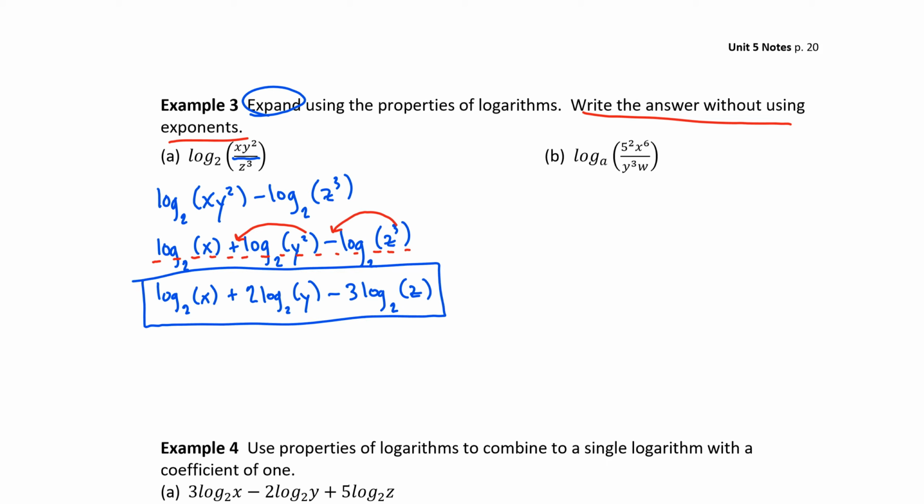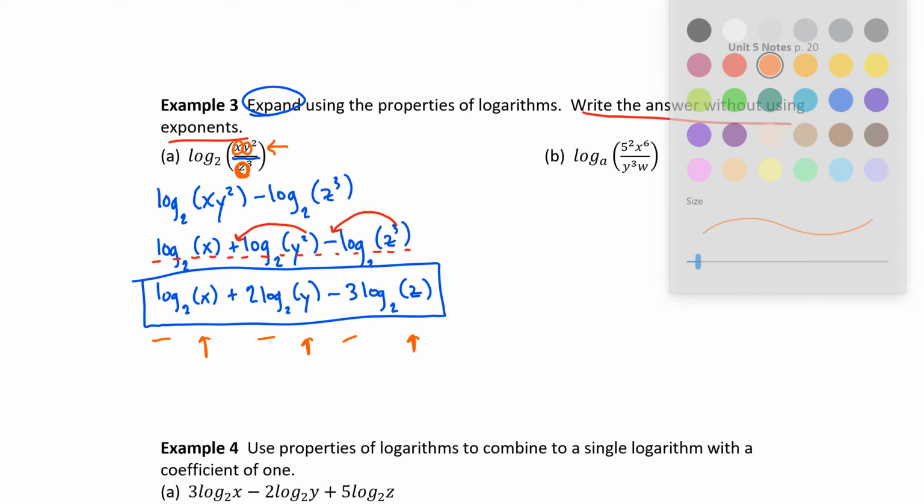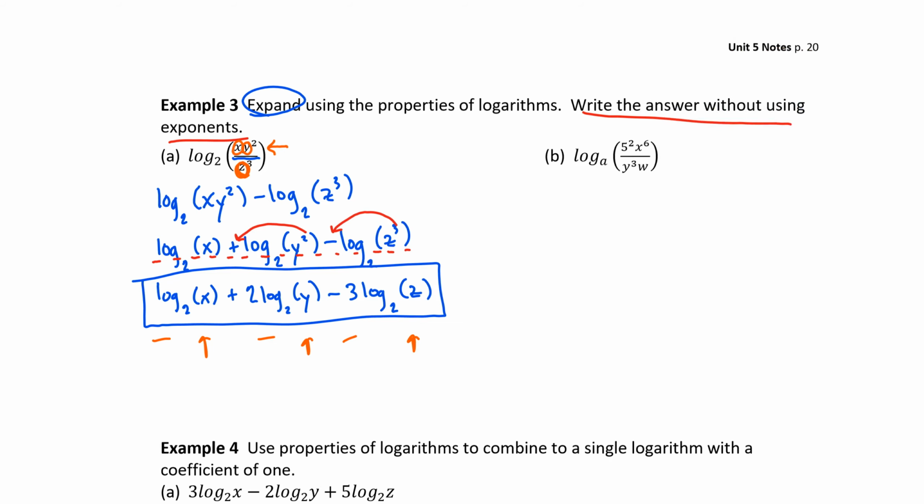So this example used all three of our logarithmic properties. But if you can learn to see the big picture, this gets easier as you practice. So let's look back over our answer. Notice each of the original factors in the problem got their own logarithm, right? And every factor that came from the numerator ends up with a positive logarithm. The factor from the denominator ended up with a negative logarithm. If you can remember that pattern, that will help you to easily expand something like example B.